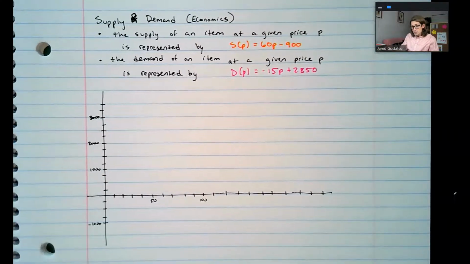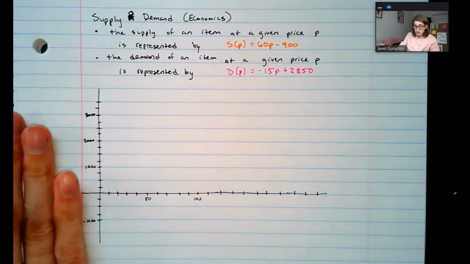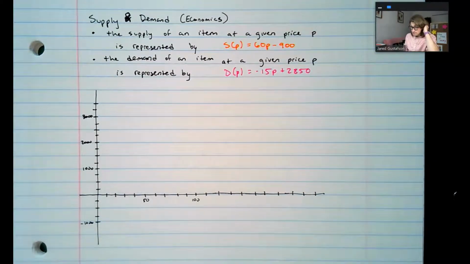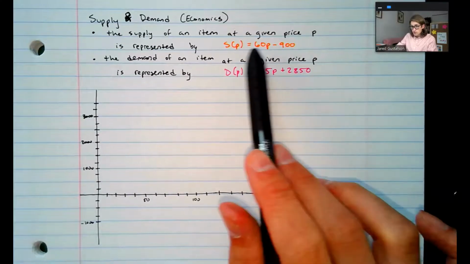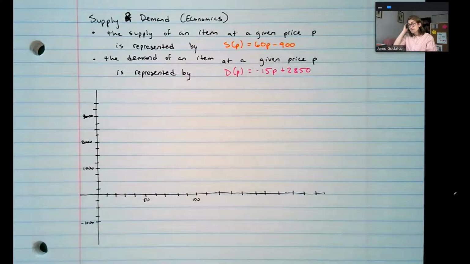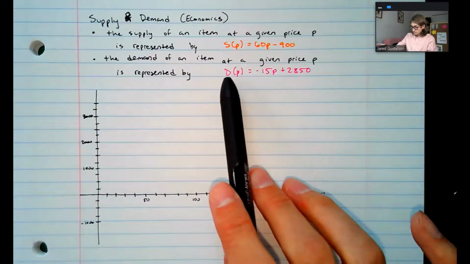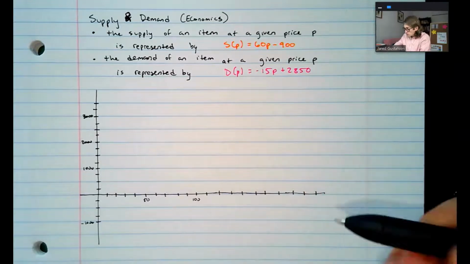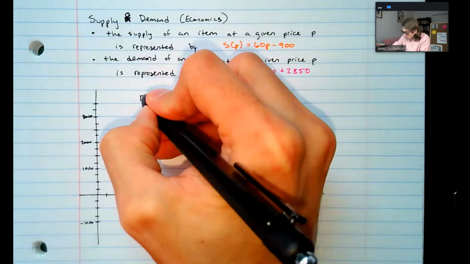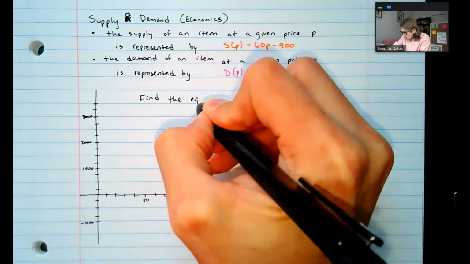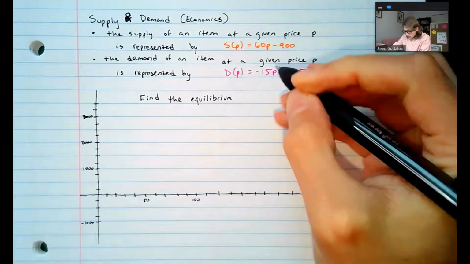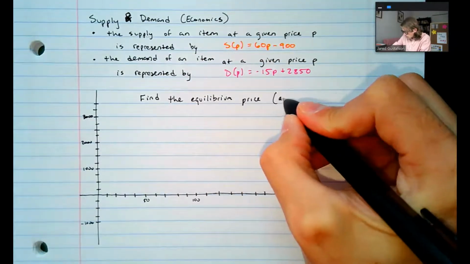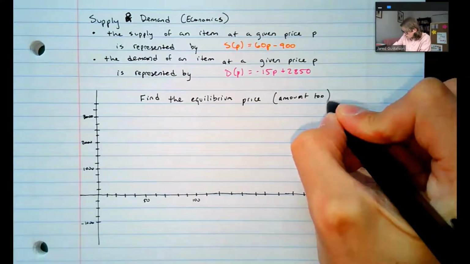All right, it's an application of some linear ideas. We can think about some basic supply and demand questions. So this is something you're going to be doing in class. Let's say that the supply, given a price P, can be represented by this orange function right here, S(P) equals 60P minus 900. The demand can be represented D(P) equals negative 15P plus 2,850. And the questions you're going to be answering amount to finding the equilibrium price and then the equilibrium amount too. So we're going to get that done.